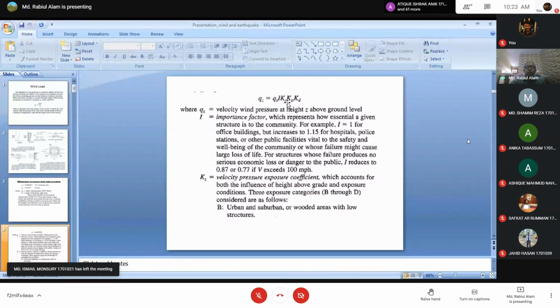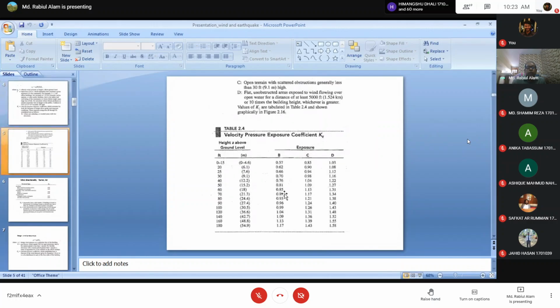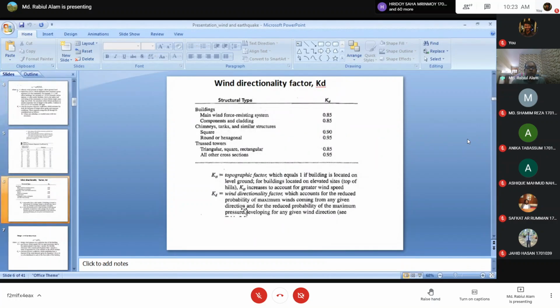Qz equal to Qs into I into these are the things. Okay, so Z is nothing but height above the ground. Okay, and height above the ground, there are so many things that come into our calculations. One is the importance factor, and velocity pressure, exposure coefficient is another thing, and you will see the others also, that is topographic factors and wind directional factors. Okay, so these four factors modify the static wind pressure.